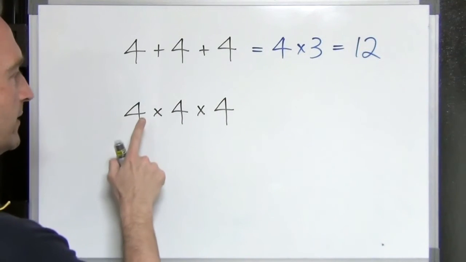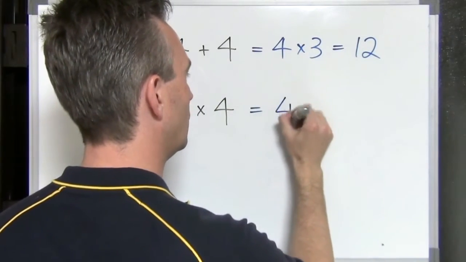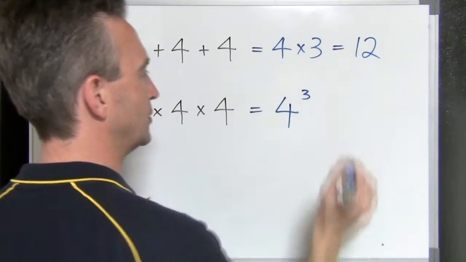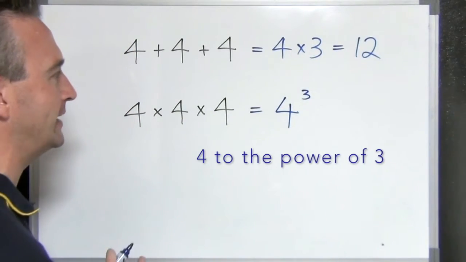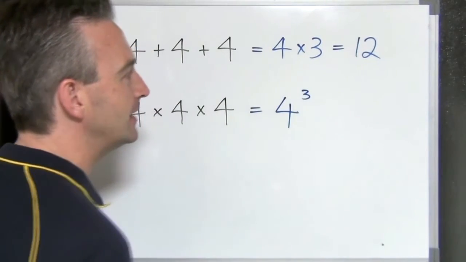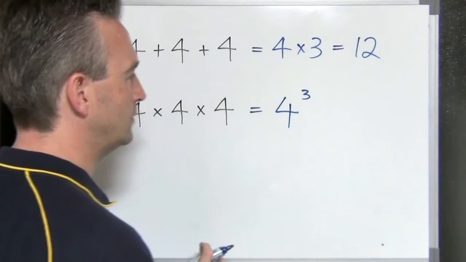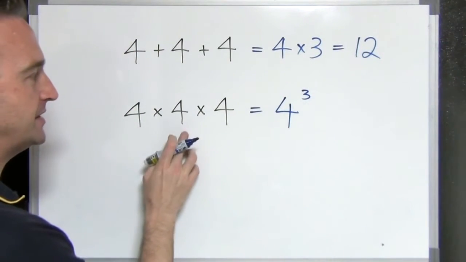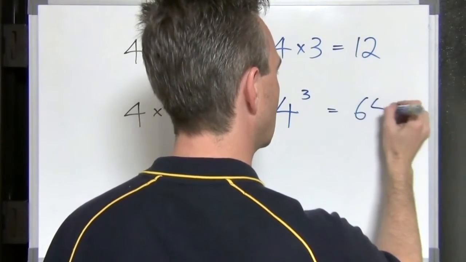What's another way I can write 4 times 4 times 4? The way is 4, and then we put a little 3 up the top like that. And this is pronounced 4 to the power of 3, or 4 to the third power. But in the case of a 3, another way we could say it is 4 cubed. And if we were to evaluate this, 4 times 4 is 16, 16 times 4 is 64.